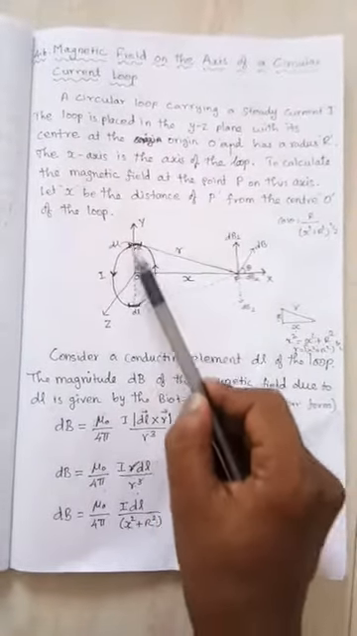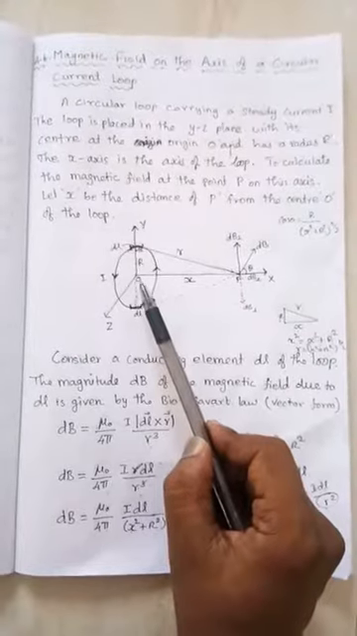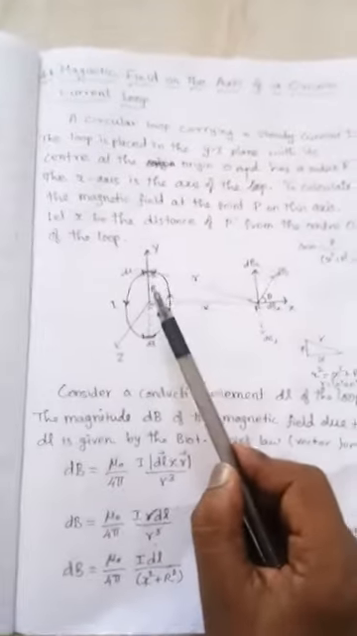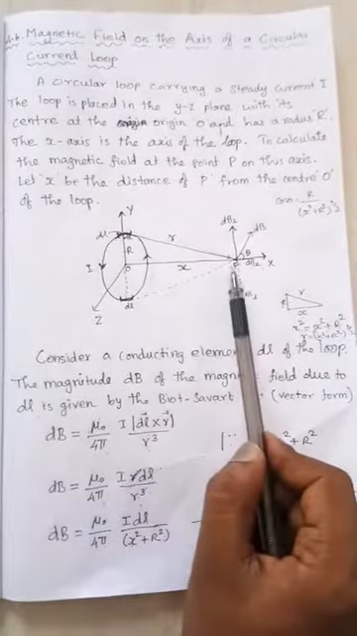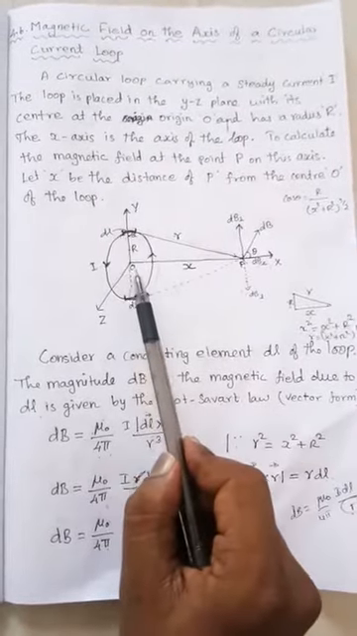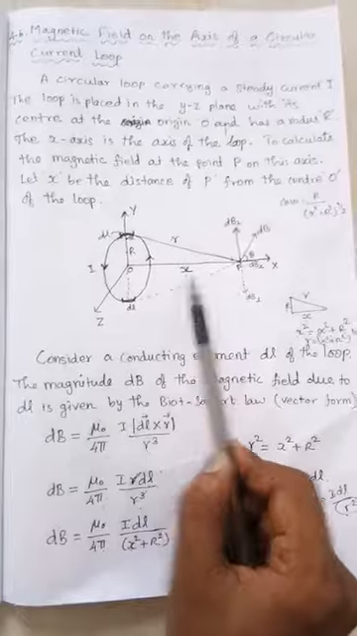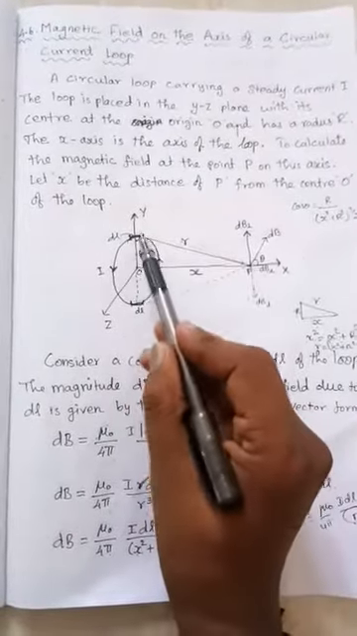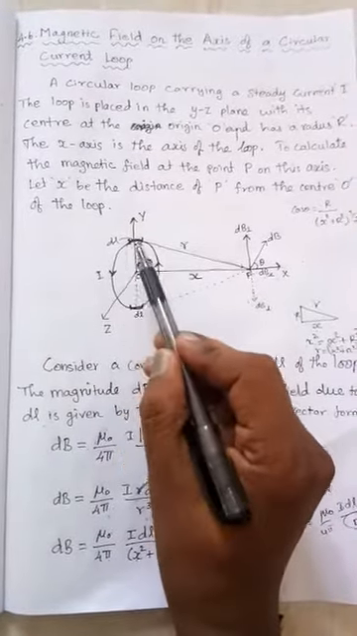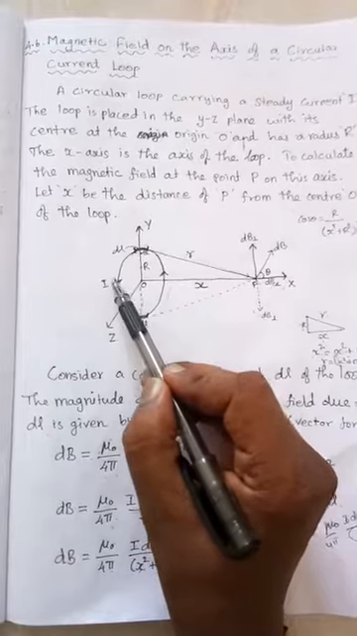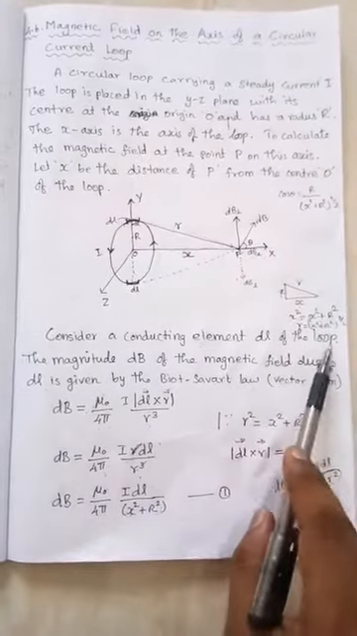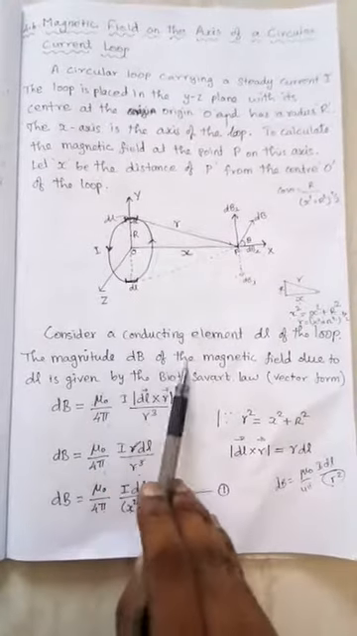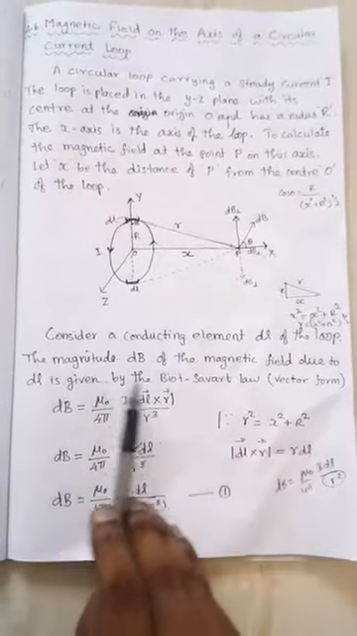We consider one circular loop. The center of the loop is O and the radius of the loop is R. If you consider one point P, the distance between O and P is x. A current passes through the wire in a particular direction. Consider a current-conducting element dl of the loop. The magnitude dB of the magnetic field due to dl is given by the Biot-Savart law.